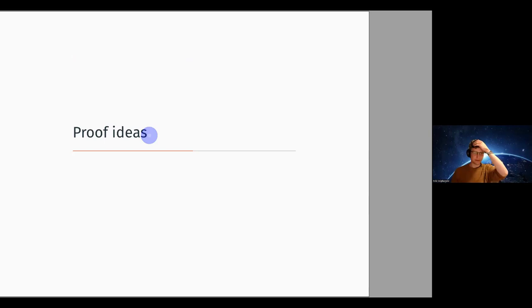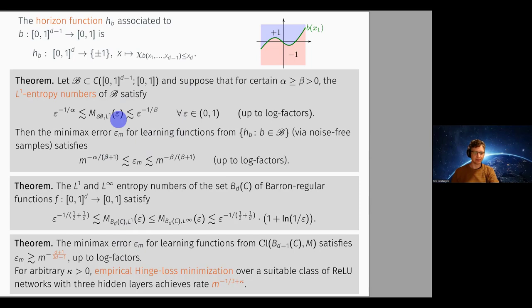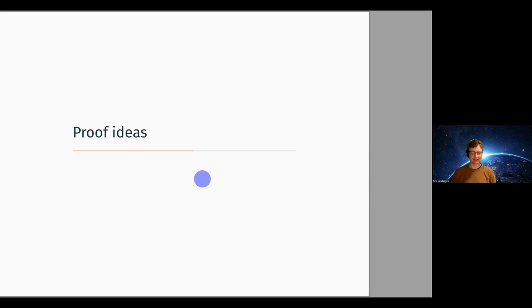Okay, so the proofs, I will basically go into the proofs of the three different results. First, this general result concerning the minimax rate for learning these horizon functions, then regarding the entropy numbers of the Barron class, and finally, if time permits, how you can do this learning using neural networks, which is actually the least interesting result because we are mainly just citing an off-the-shelf result from somewhere else and applying it. But for the first two results, we actually had to do something.